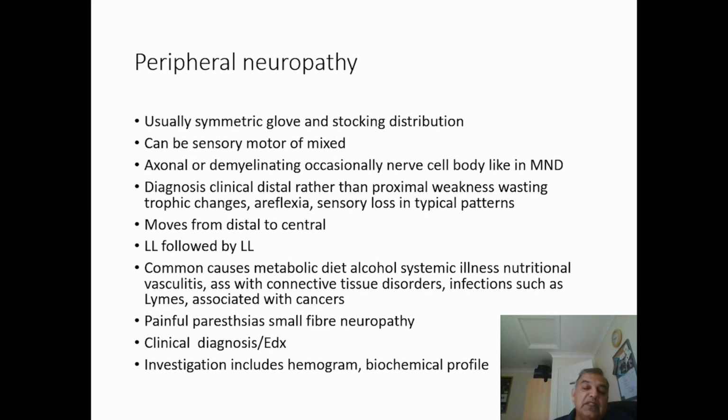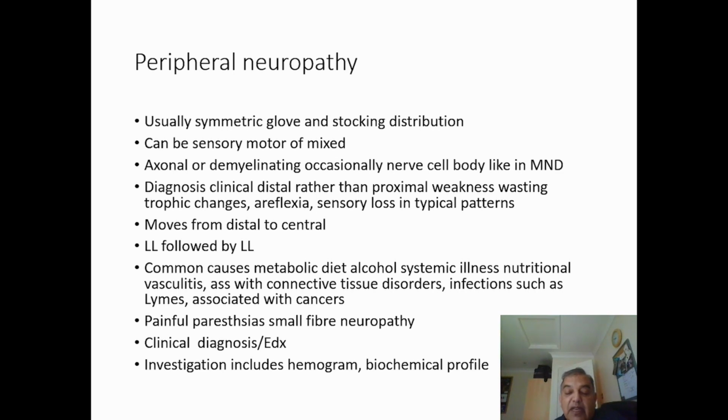Usually the numbness will ascend up to the level of the knee before the hands start getting affected. It can be sensory, motor, or mixed. It also can be demyelinating or axonal, depending on what the electrodiagnostic studies show. Diagnosis is clinical. There is a distal weakness rather than proximal. Proximal muscle weakness is more common of muscle disease.